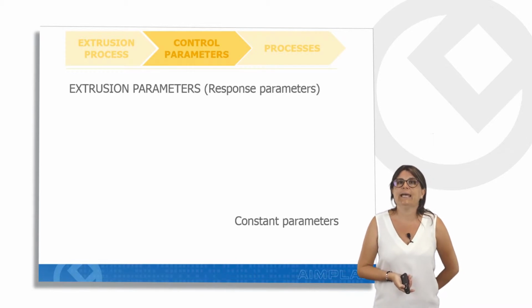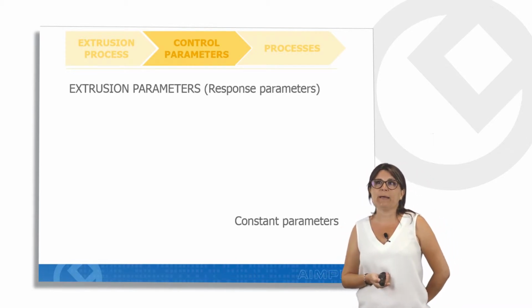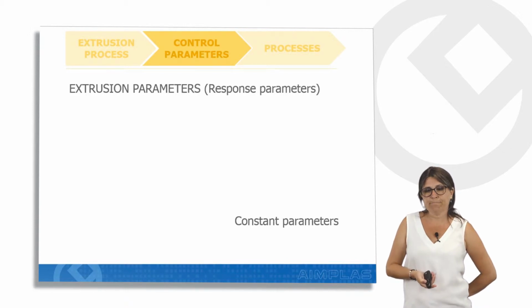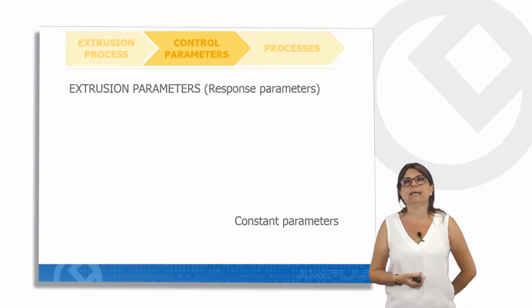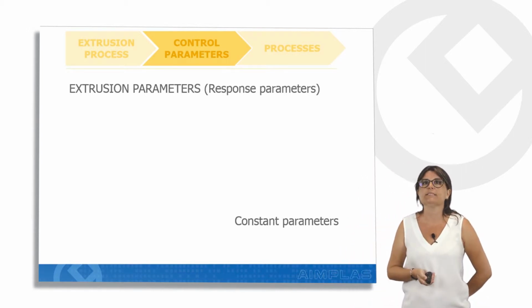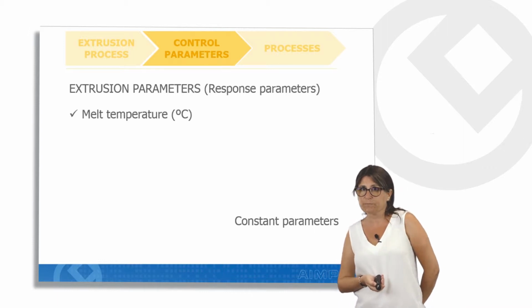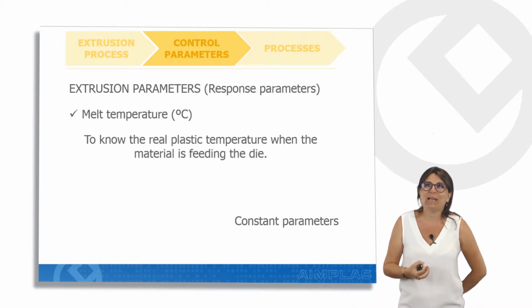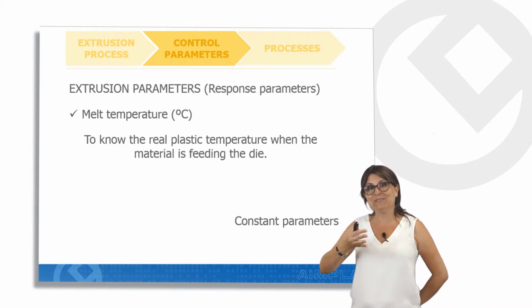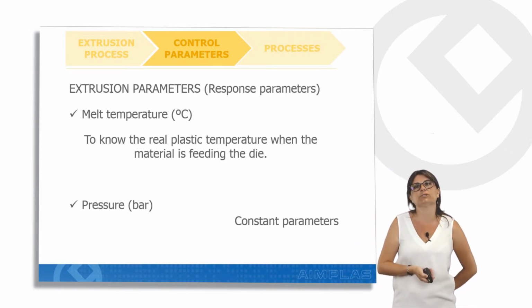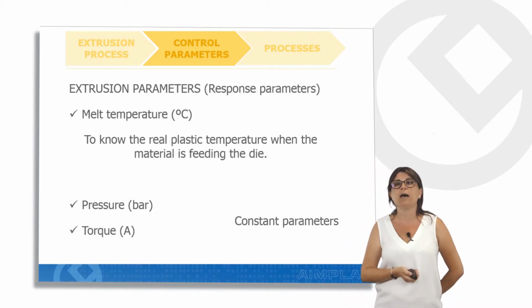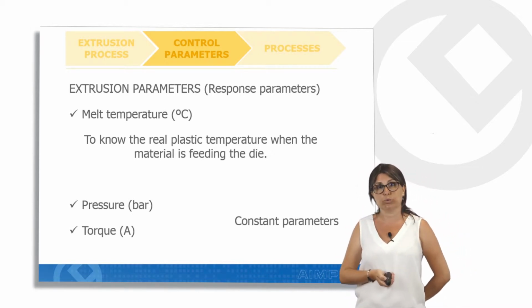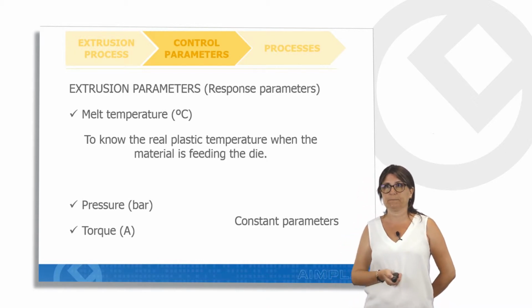Besides, it is necessary to study some additional parameters to achieve a correct product, a good extrusion process. These are response parameters. These parameters are the melt temperature, which is the real plastic temperature with which the material is feeding the die to obtain the final product, and the pressure and torque. Both parameters must be constant to achieve a reproducible product during the whole extrusion process.